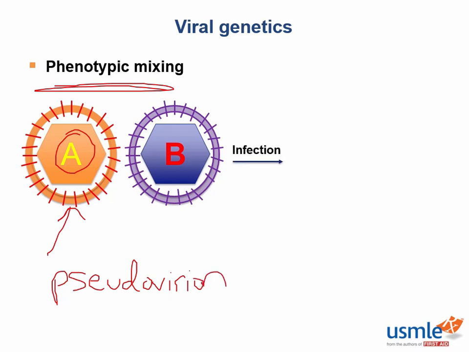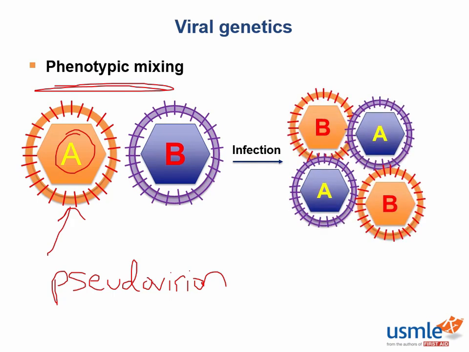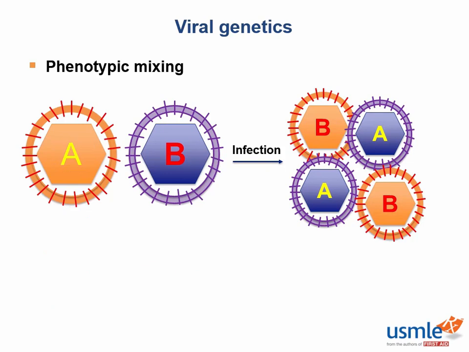Here we can see, after co-infection into the same cell, that virus A and B switch the capsid and envelope material and vice versa. We can see that genetic material A, which used to be in the orange envelope and capsid, is now in the purple envelope and capsid, and B is now in the orange envelope and capsid. This is called phenotypic mixing.